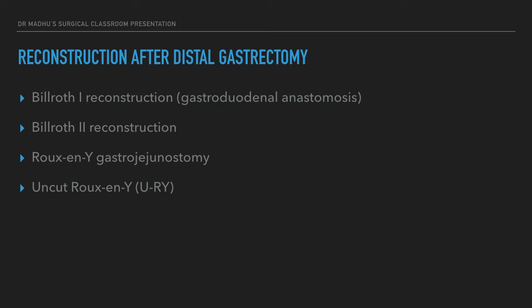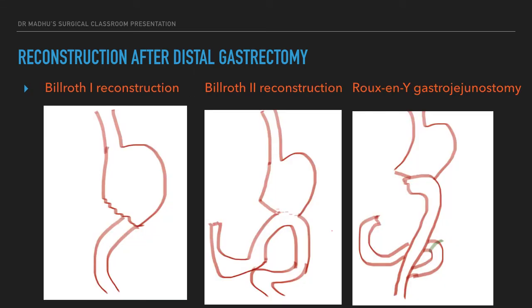Coming on to reconstruction strategies following a distal gastrectomy. A distal gastrectomy can be reconstructed using a Billroth 1 reconstruction where a gastroduodenal anastomosis is done, or a Billroth 2 reconstruction where a gastrojejunal anastomosis is done. Sometimes you can do a Roux-en-Y gastrojejunostomy where you take a roux loop and anastomose the roux limb to the remnant stomach. There is a new technique described, what is called an uncut Roux-en-Y, which we will see subsequently.